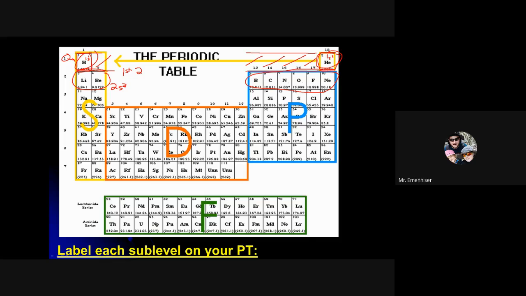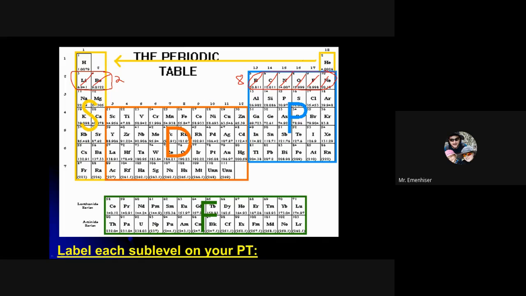Count them. 1, 2, 3, 4, 5, 6. We got 6 right here. And let me erase this. We got 2 right here, right? 1, 2. So it's 2 electrons total. Let's count these. 3, 4, 5, 6, 7, 8.